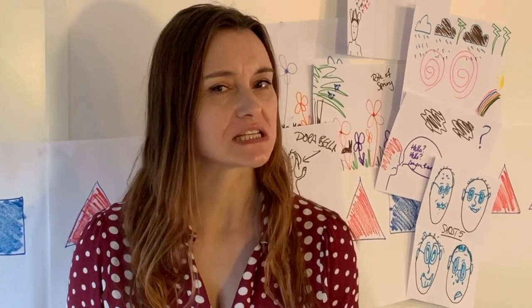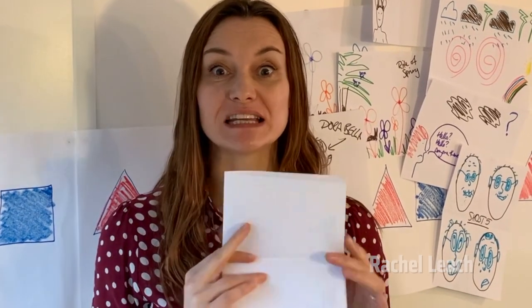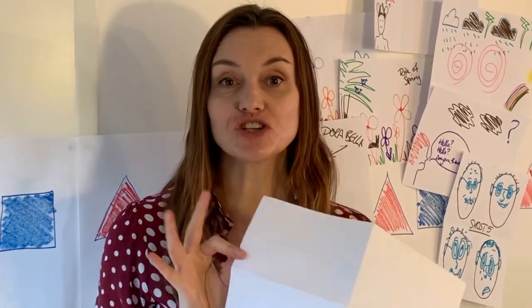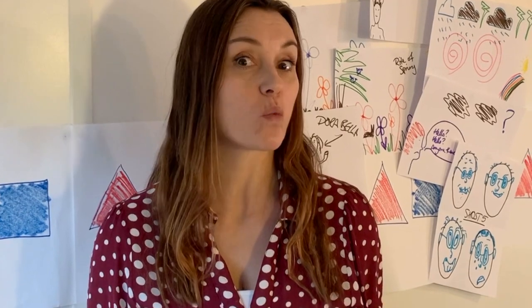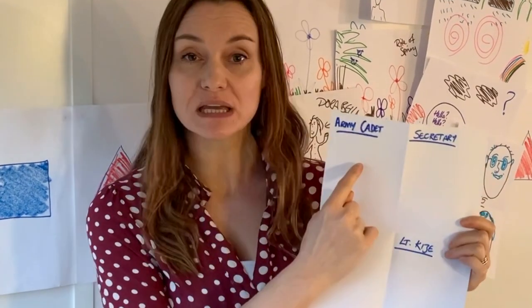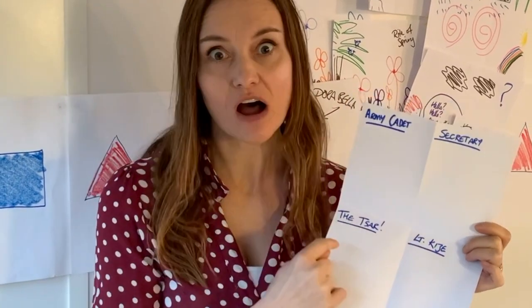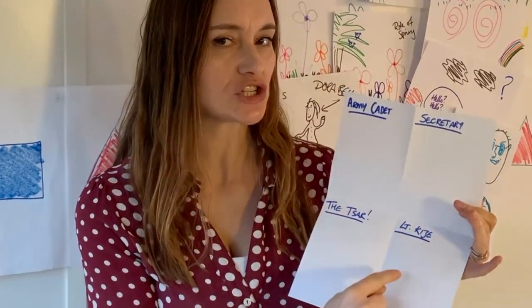Prokofiev's Lieutenant Kijé tells a wonderfully strange story featuring four characters. So take a piece of paper and divide it into four sections. And as you watch our introduction to the characters, why not draw them, one in each section? So you'll have an army cadet, a secretary, the Tsar, and the mysterious Lieutenant Kijé.